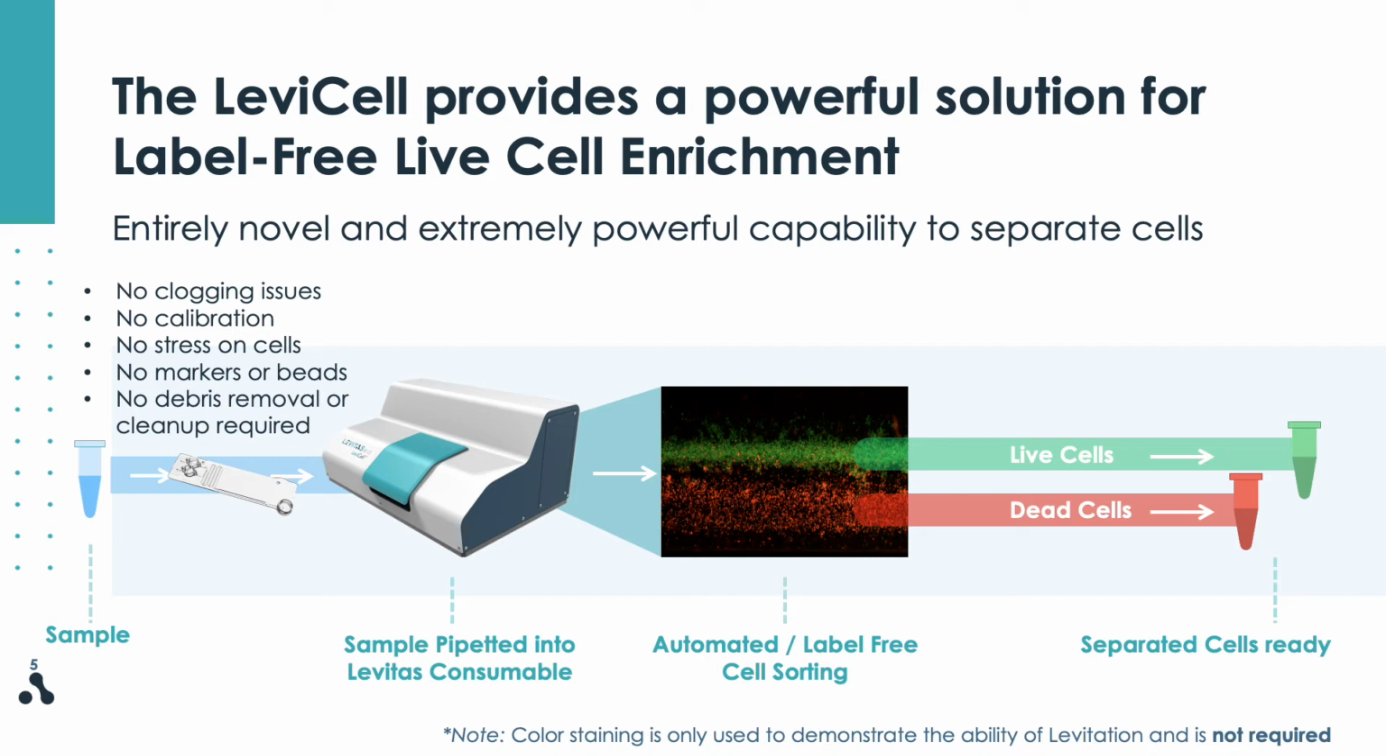The entire platform uses under 1 psi of pressure, which means even the most sensitive primary cell types are not activated or killed. There's no beads or markers included. And perhaps one of the most beneficial aspects of the technology is, for all of the reasons above, we're also able to process dirty, complex samples with no debris removal or pre-filtering required before the sample is added into the system.